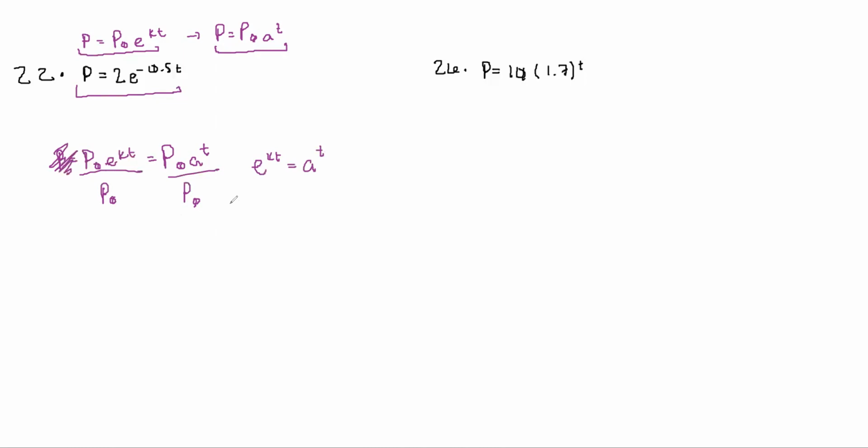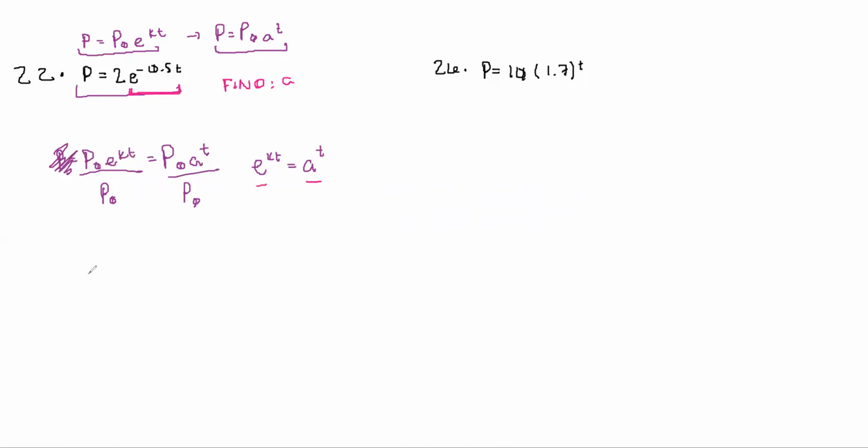So what does this tell us? We have something that we can work with here. We know that this is e to the kt, and we just want to turn this into a. So what we're trying to find here is a. And we're leaving t as a variable. We're not worried about turning t into a number.